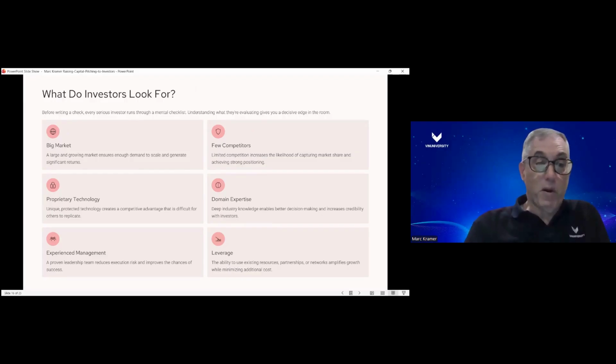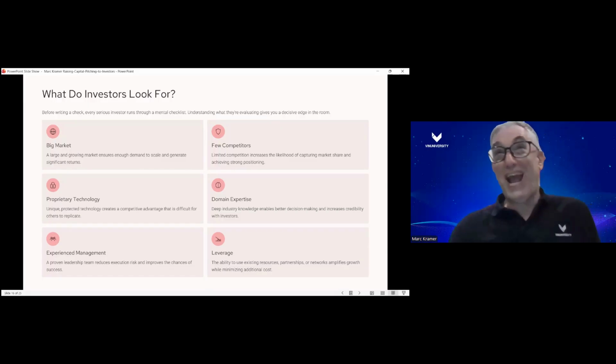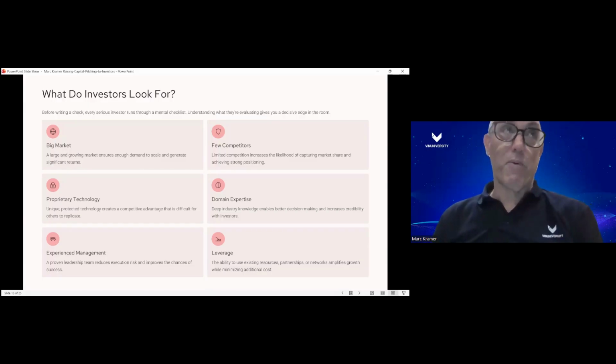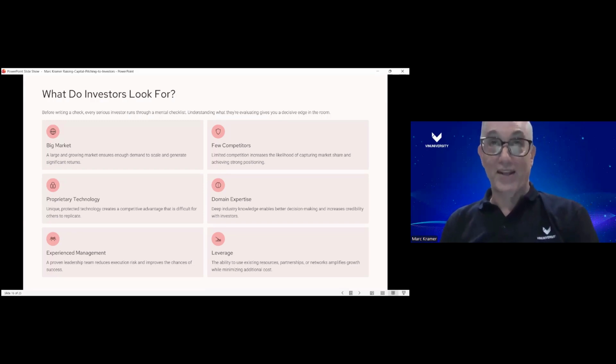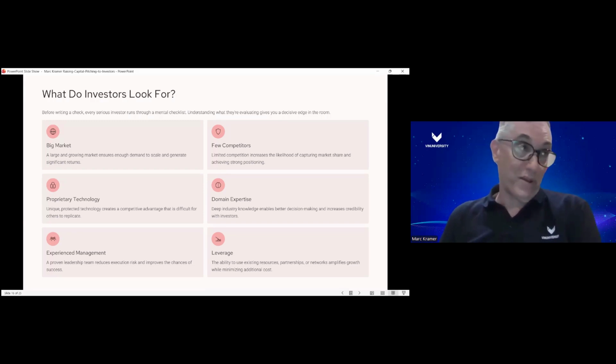You have a proprietary technology. It's often nice to have something nobody else has. You have domain expertise. That's very important, that you know things about your industry that will allow you to be successful. Domain expertise is really important because you also have good business contacts. If you have domain expertise, you've been to conferences, you know people, you've been around.